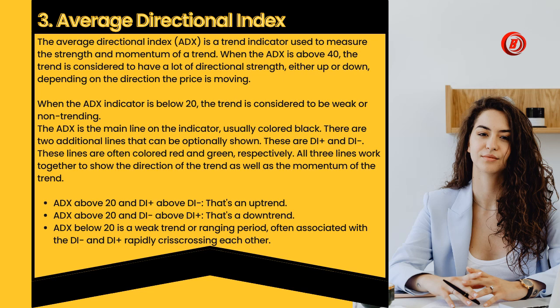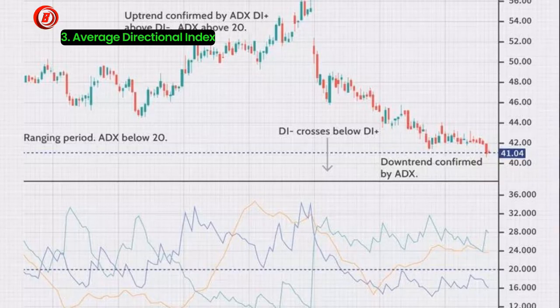When the ADX indicator is below 20, the trend is considered to be weak or non-trending. The ADX is the main line on the indicator, usually colored black. There are two additional lines that can be optionally shown. These are D+ and D-. These lines are often colored red and green, respectively. All three lines work together to show the direction of the trend as well as the momentum of the trend.